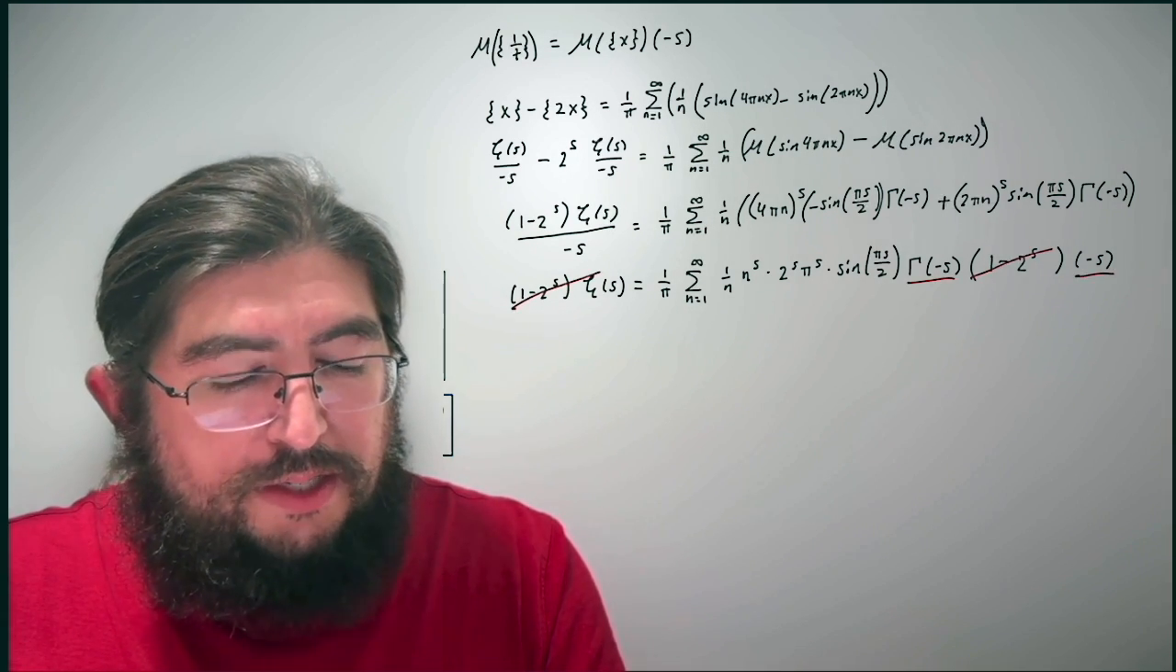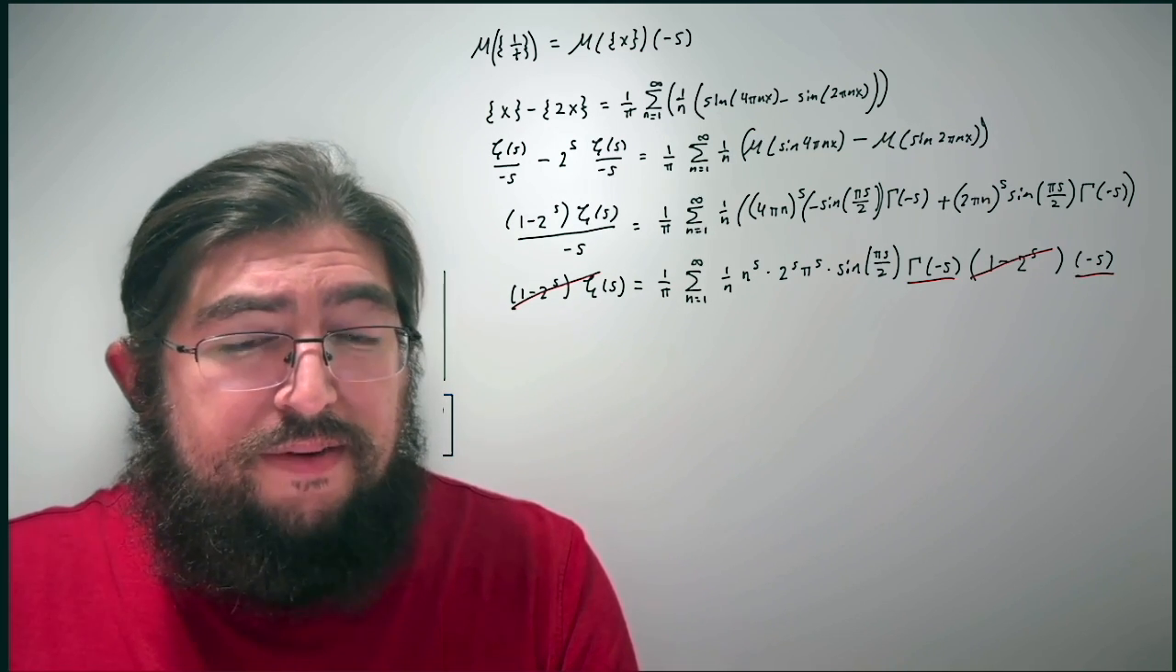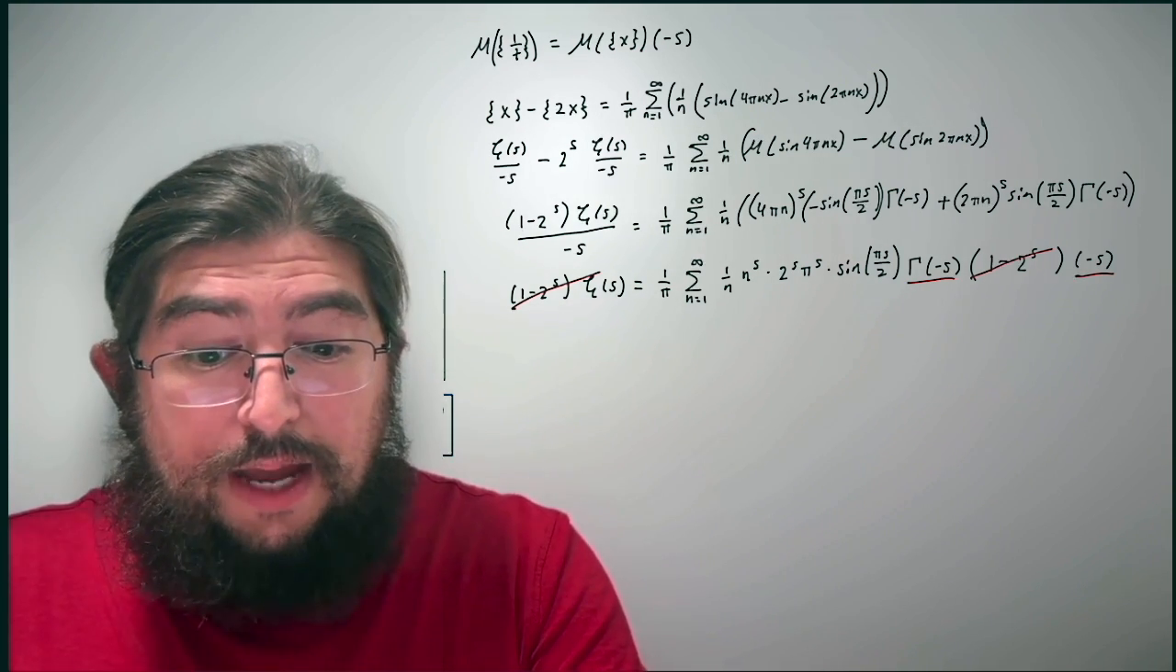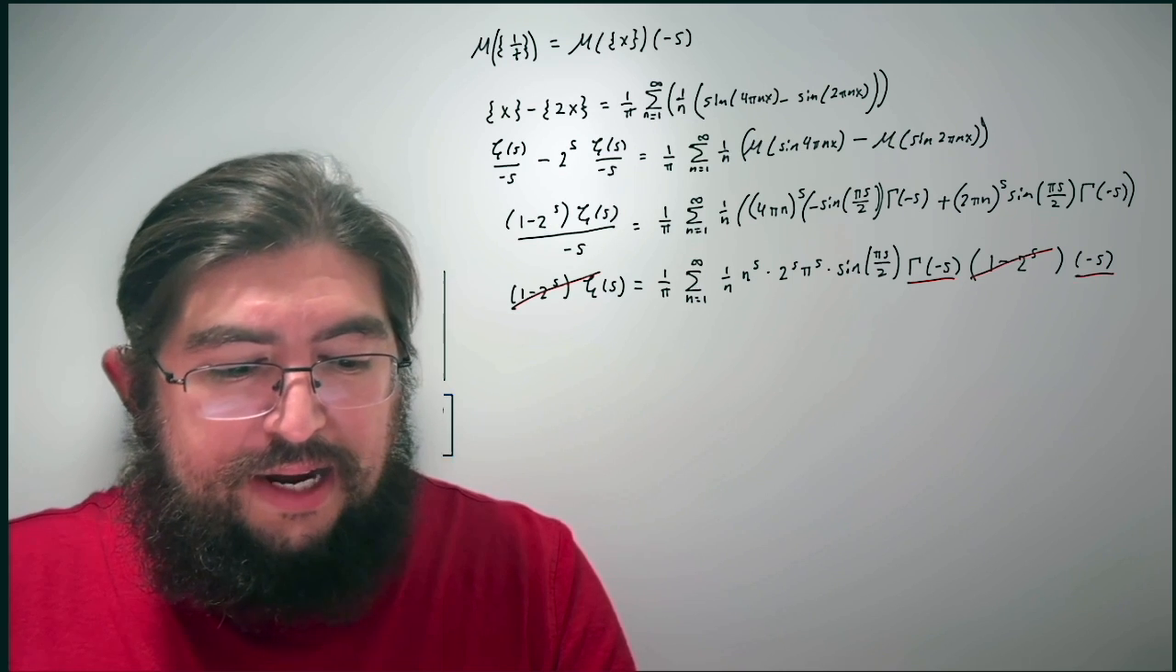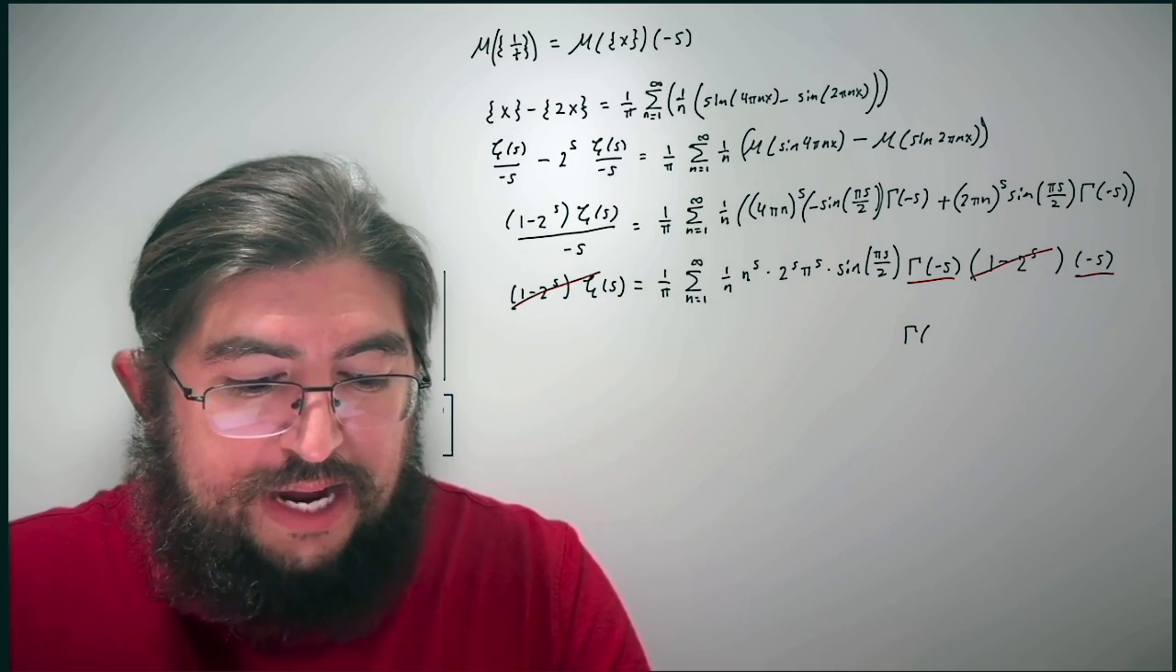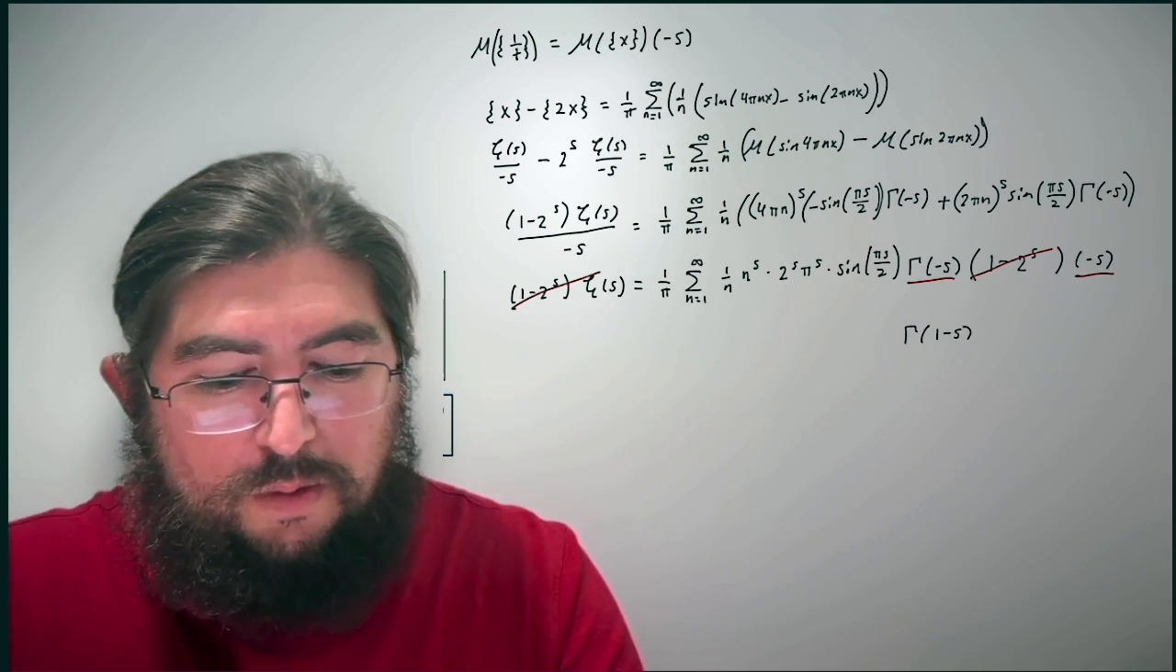What do these two multiply to? So we actually saw a property earlier that gamma of s times s is gamma of s plus 1. So this is gamma of negative s, so that ends up being gamma of negative s plus 1, which I'll write as gamma of s plus 1.